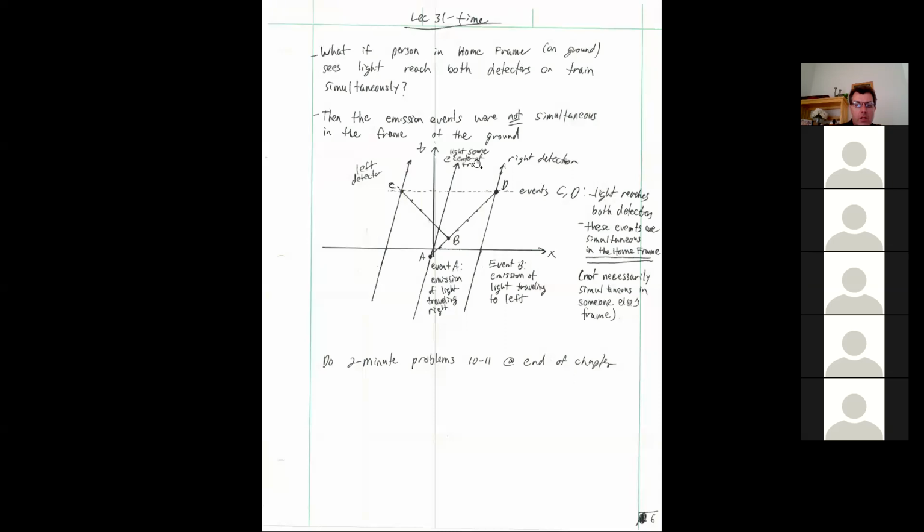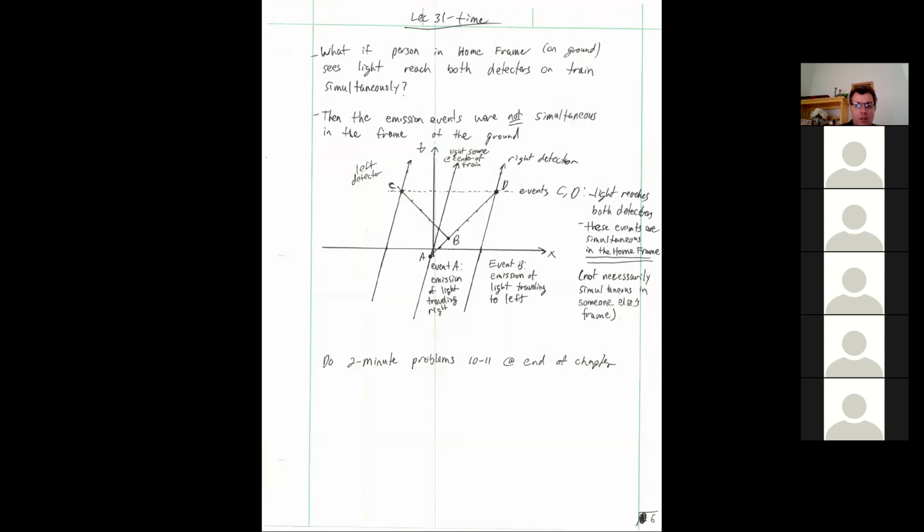Okay, now let's ask this question. What if the person in the home frame, the person on the ground, saw the light reach both detectors simultaneously? Well, if the person on the ground saw the light reach both of those detectors simultaneously, according to the person on the ground, one of those detectors is going to the right like this, and the other one is going to the right like that. So if both of those events happen simultaneously, they have the same time coordinate. So I could say, okay, at this position, a light pulse reached this position at this time.